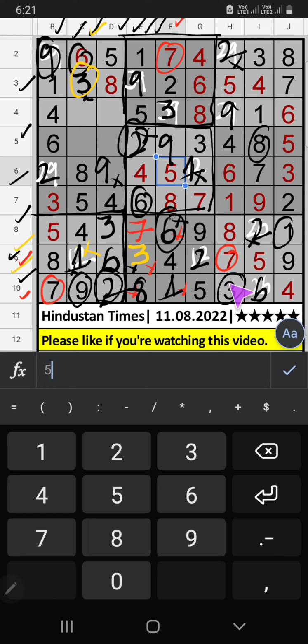Then 2 is here. 5th row, 2 numbers are remaining, 1 and 7. Column C, we already have 1, so 1 can't come in the cell, 1 is confirmed here. Then 7 is here. 4th row, 2 numbers are remaining, 2 and 7. Column D, we already have 2, so 2 can't come in the cell, 2 is confirmed here. Then 7 is here.